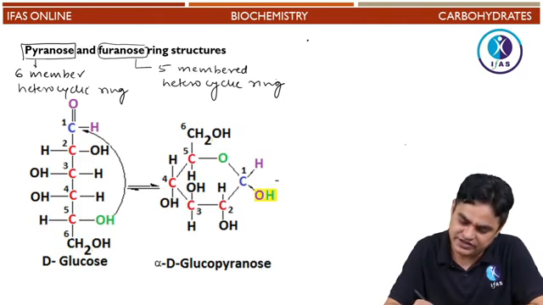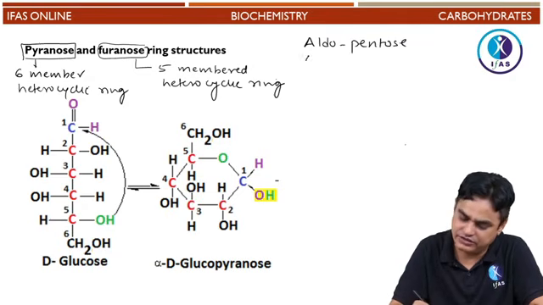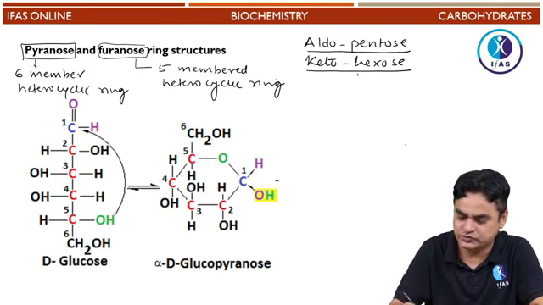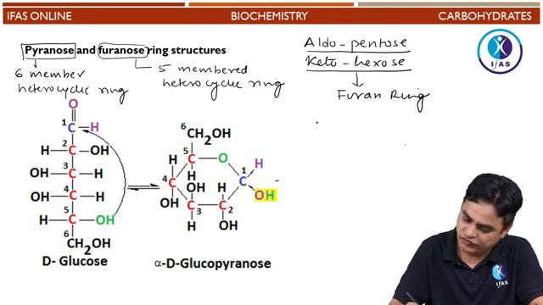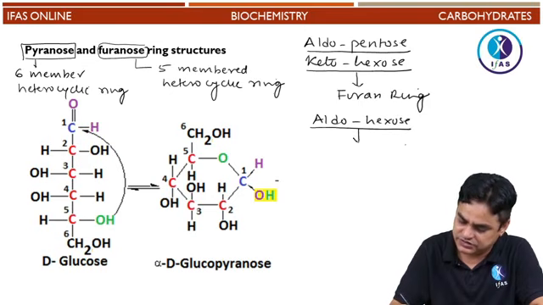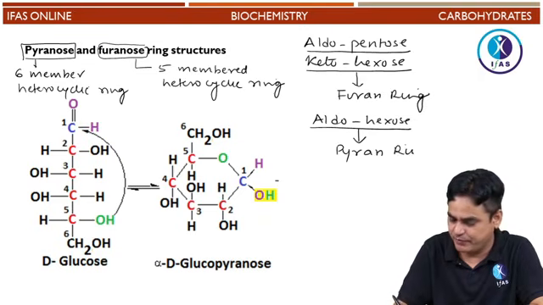That is, what you find is that for aldopentose and ketohexose, the stable ring structure which is formed is a furan ring. For aldohexose, the stable ring which is formed by them is referred to as pyran.